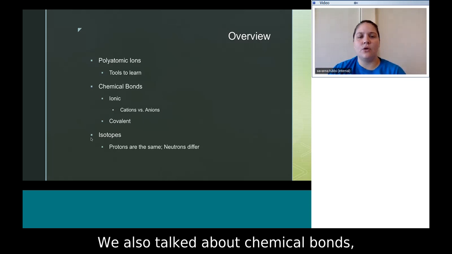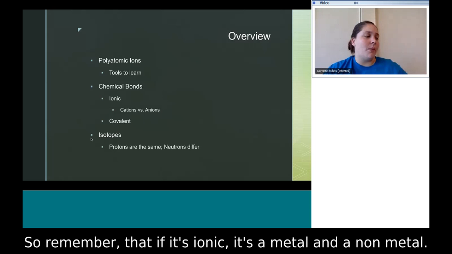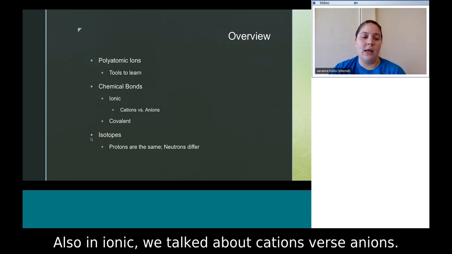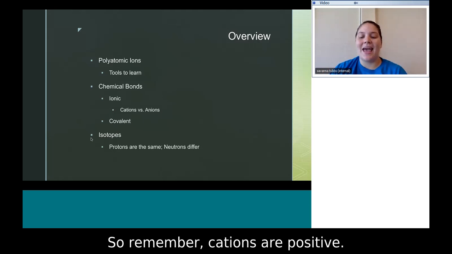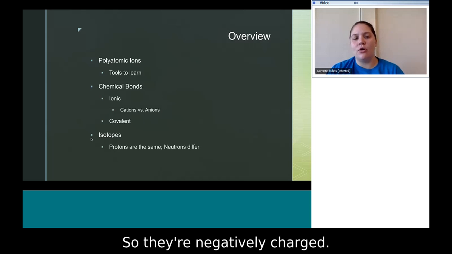We also talked about chemical bonds, such as ionic and covalent bonds. So remember that if it's ionic, it's a metal and a nonmetal. If it's covalent, it's going to be two nonmetals. Also, in ionic, we talked about cations versus anions. So remember, cations are positive. Anions kind of look like onion, so they're negatively charged.